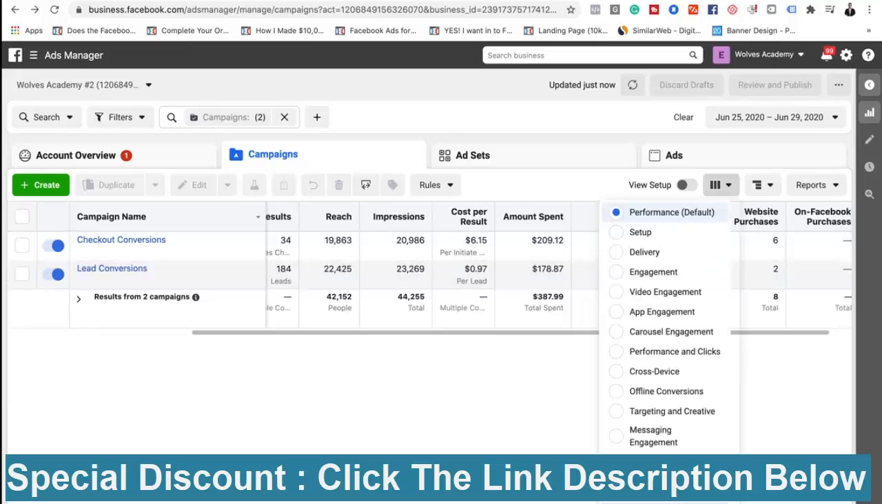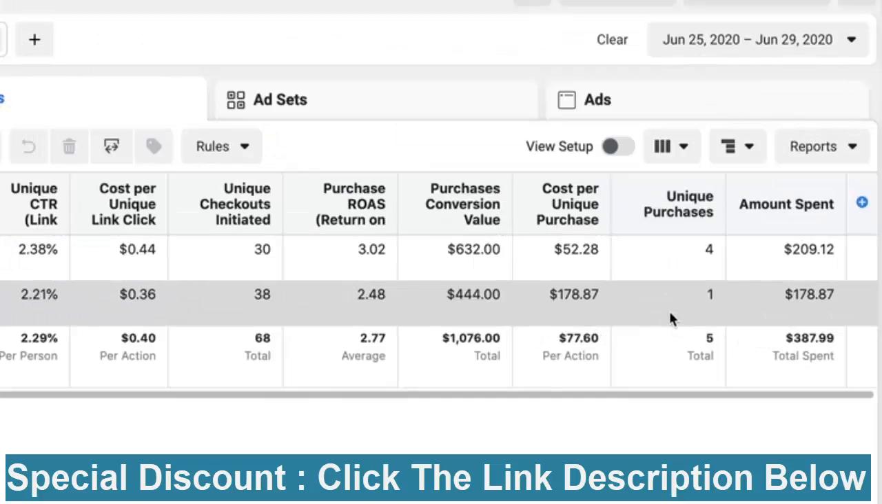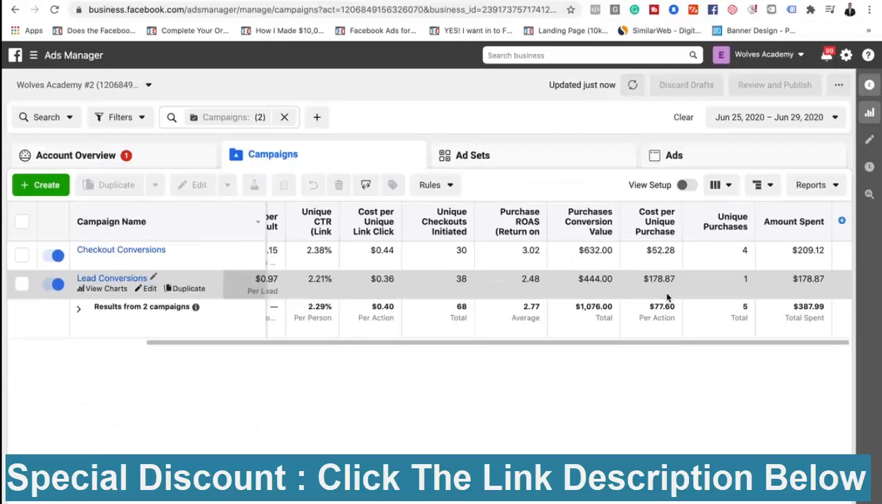If we look at the default settings, because we're not looking for website purchases, we're looking for unique purchases, we have 1. So if we look at our cost per purchase, it's $178.87. Now, a novice marketer will say, well, Eric, you only spent $178.87 and you made $444. But this is what you have to understand: we made $1,000 in conversions with 5 sales. So on average, each sale is valued at about $200.